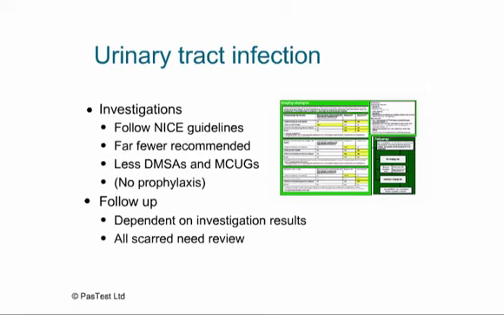They recommended far fewer investigations and fewer DMSAs and MCUGs than had been previously undertaken. The guidelines also suggested that antibiotic prophylaxis was not helpful and that very few individuals should be on it. They clearly stated that follow-up of such individuals was dependent on the initial investigations, but that all individuals who were scarred needed review, and that would probably be annual review of blood pressure. So let's leave urinary tract infection and move on to another question.